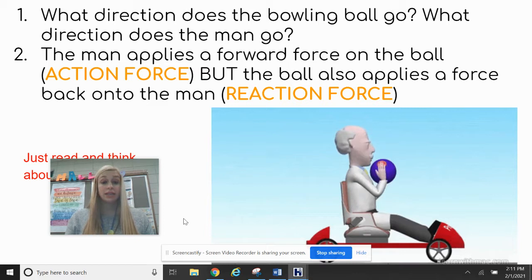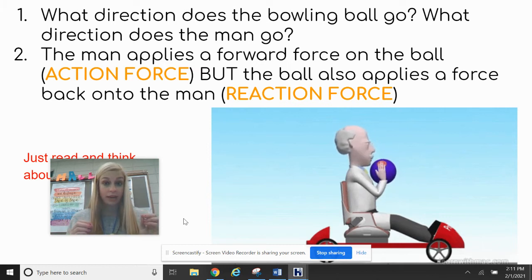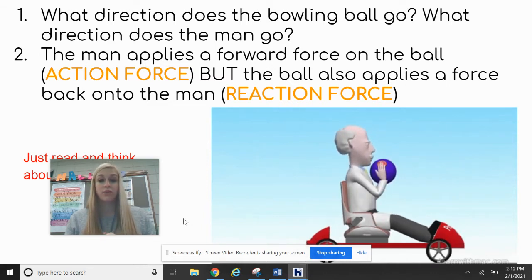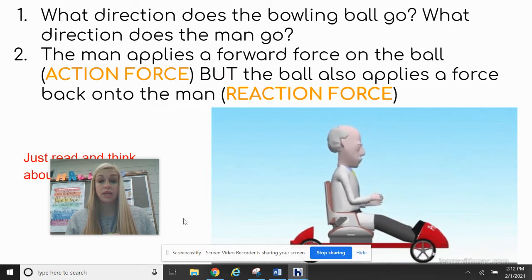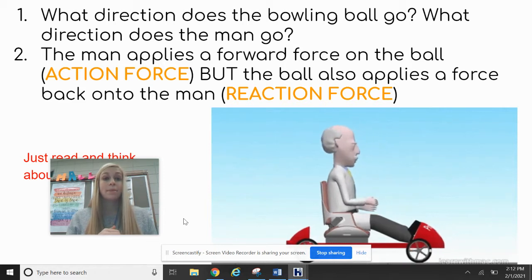So we need to identify what is the action force, what is the reaction force. When we're doing this, here's a big hint. The two forces are always on the same object. So we can't say the action force is the ball going forward and the reaction force is the car going backwards. Those are not the same objects.